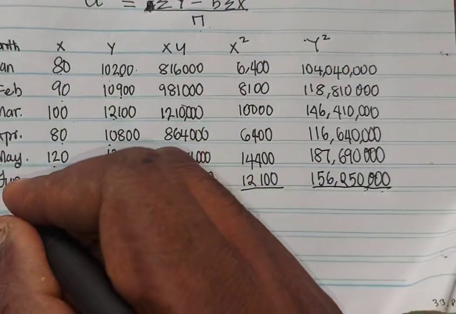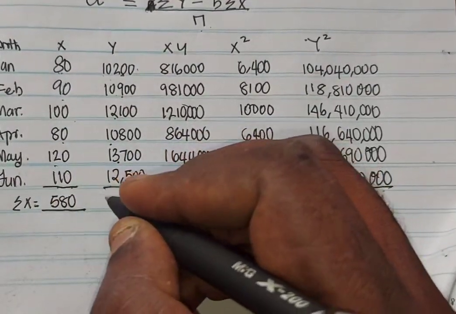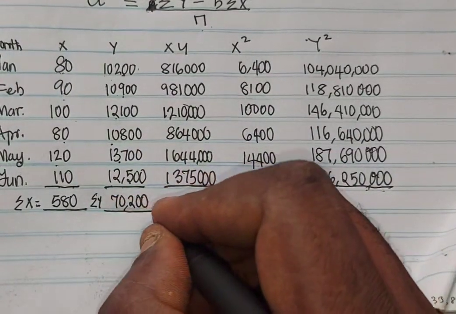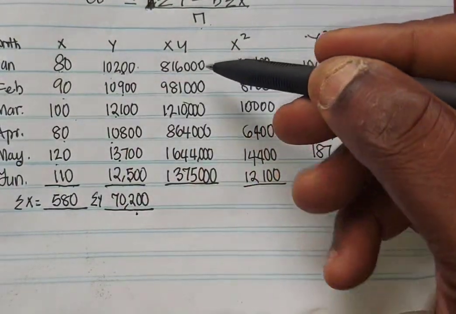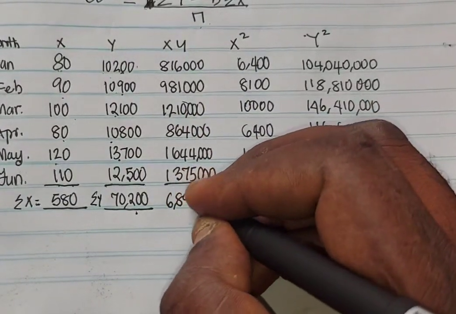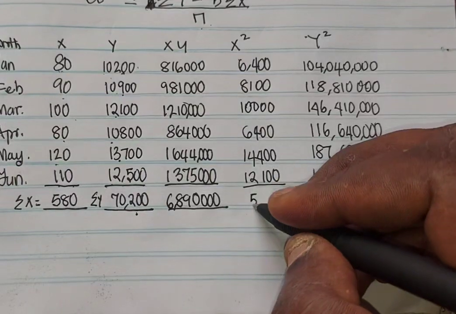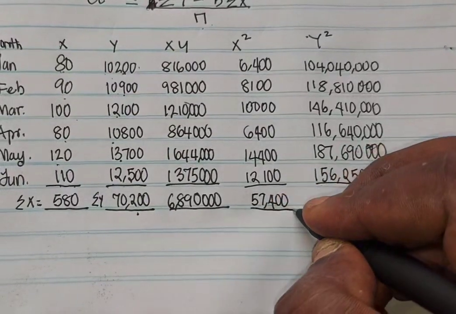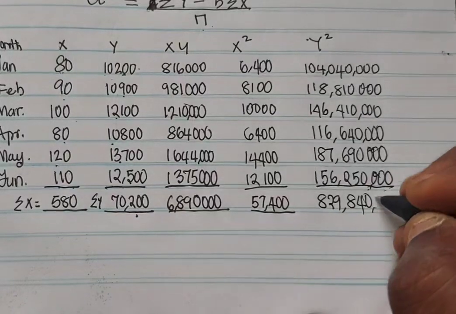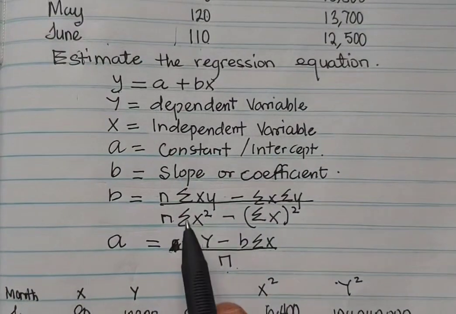Our summation x will give us 580. Summation y will give 72,000. Please pick up your calculator and add all these, it's going to give you this. Then if you take the sum of summation xy, it will give you 6,890,000. Summation x squared is nothing but 57,400. Then summation y squared will give you 829,840,000.